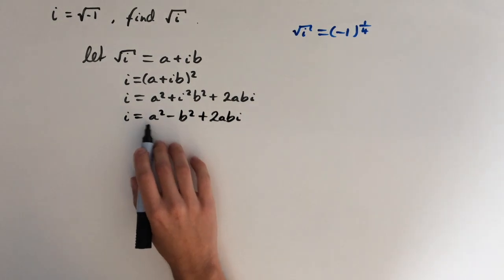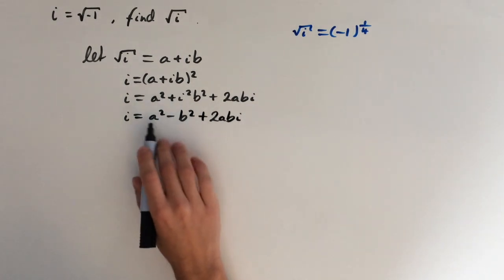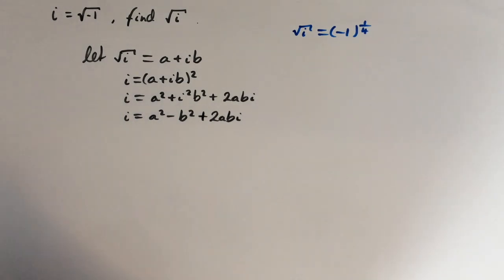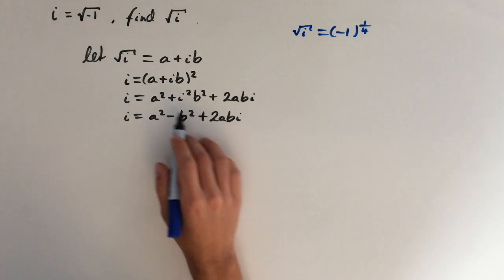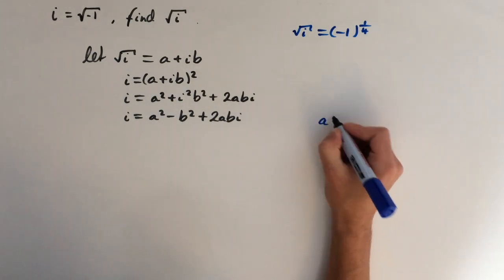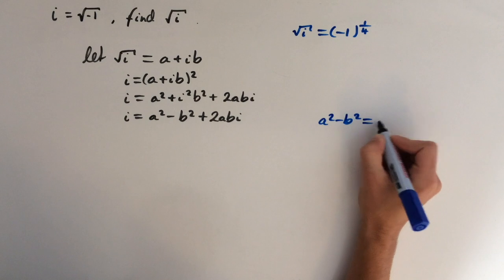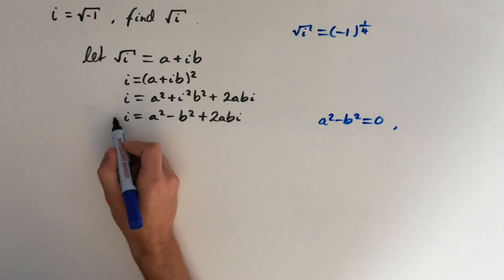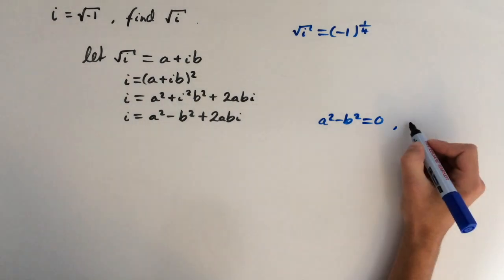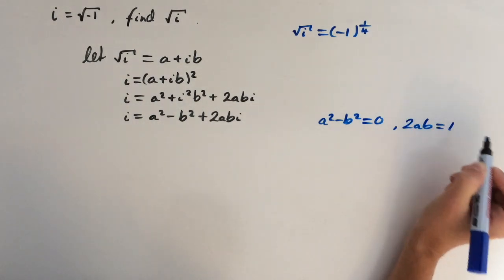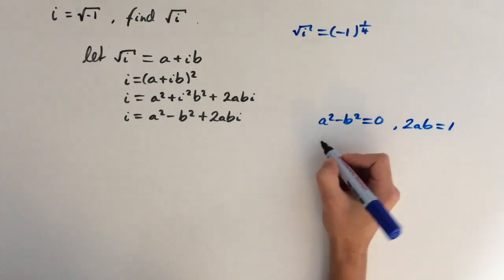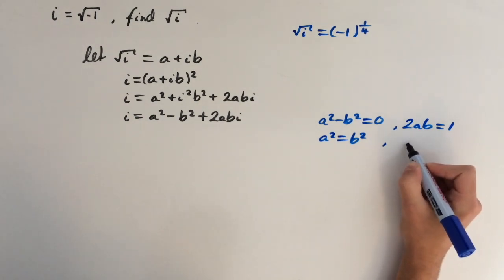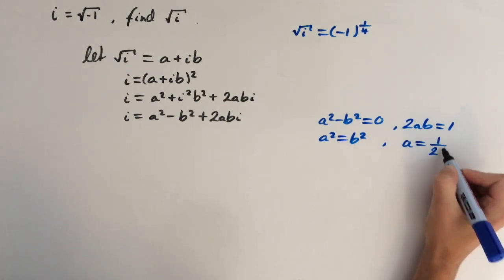So now we want to equate the coefficients, so the real ones and the imaginary ones. On the left hand side we don't have any real components, so this means that the real components on the right hand side, a squared minus b squared, have got to equal 0. And also the imaginary components on the right hand side have got to equal 1, because that's the coefficient here. So 2ab equals 1. And now we can solve these. So a squared equals b squared, and let's rearrange for a, so a equals 1 over 2b.